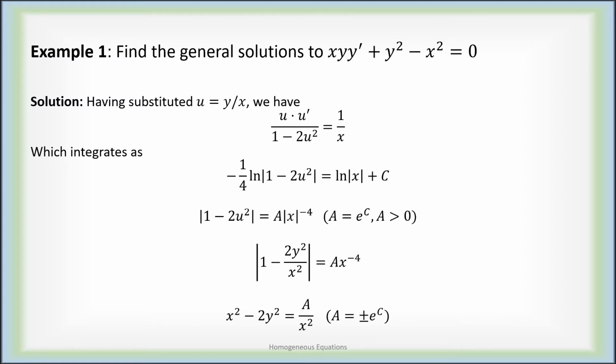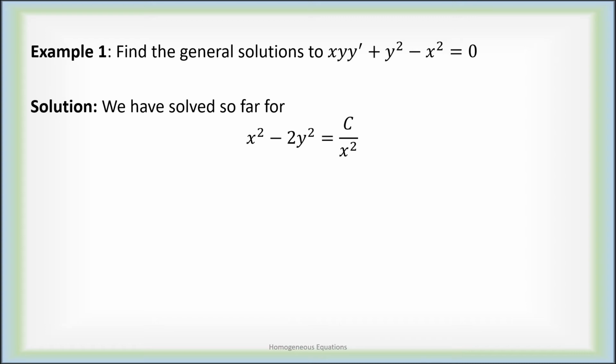Multiplying both sides by x squared gives us x squared minus 2y squared equals some constant over x squared. Now A is plus or minus e to the c. We had an absolute value here, so this side must be positive, but the thing inside the absolute value could be negative. So 1 minus 2y squared over x squared is plus or minus A times x to the minus 4th. Then multiply by x squared and you get right here. Okay, we started with a constant, then we exponentiated it to get a positive constant, but then we had a plus or minus that, so we're back to just a general constant, positive or negative.